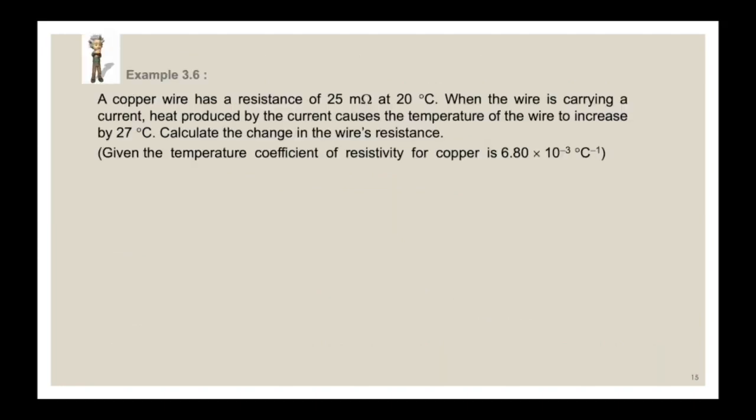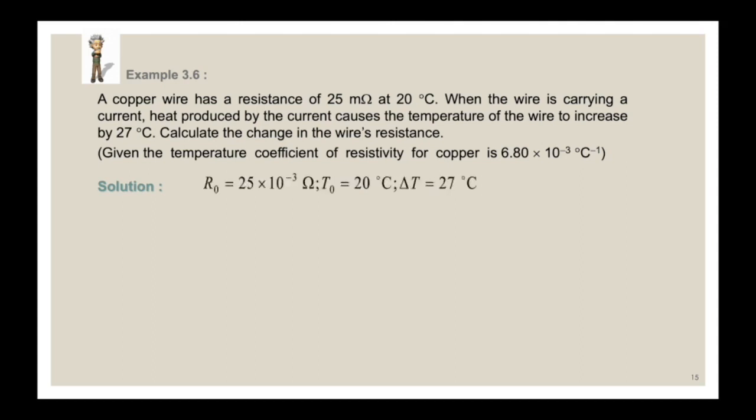Now, a copper wire has a resistance of 25 milliohm. Resistance, not resistivity. So this is R of 25 milliohm. Don't forget the prefix. At 20 degrees Celsius, when the wire is carrying a current, heat produced by the current causes the temperature of the wire to increase by, not to, 27. That means you need to add 27 to the initial temperature to get the final temperature. So calculate the change in wire resistance. They want the delta R.